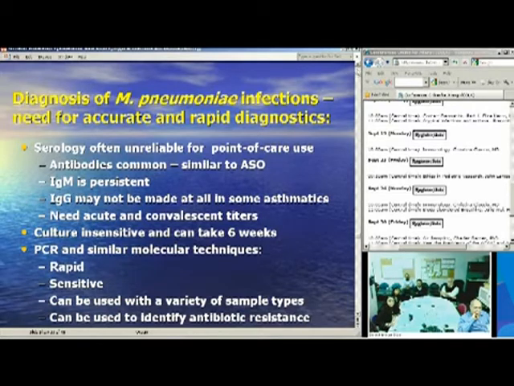But it does take time to develop antibodies, particularly IgG antibodies. You may have IgM antibodies within 2 or 3 days, but IgG antibodies are going to take a little longer to develop, and you may not have the luxury of that much time.